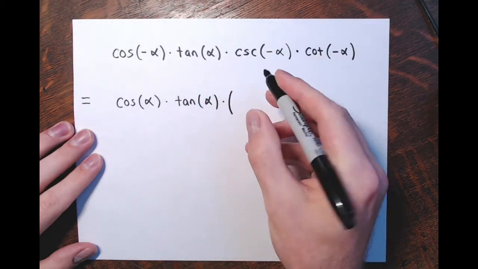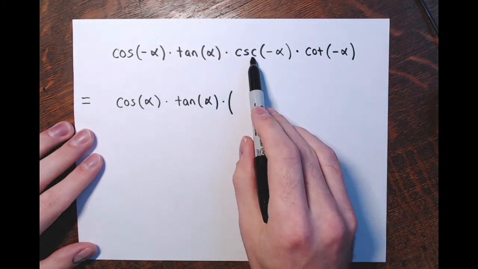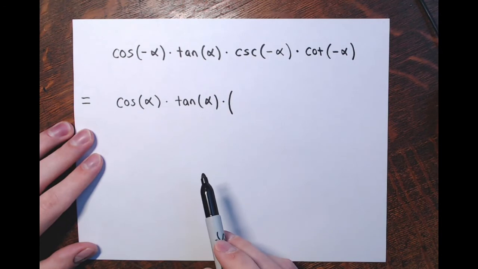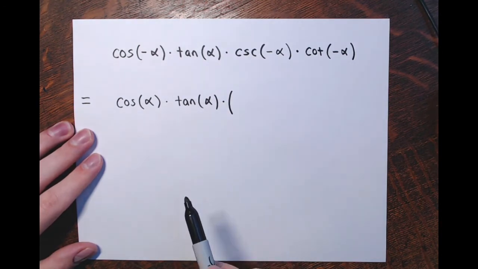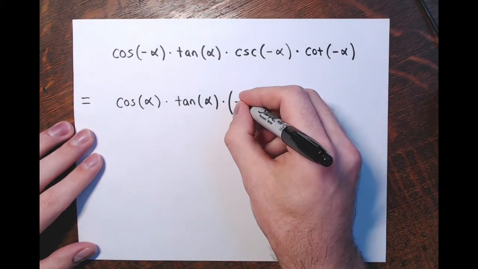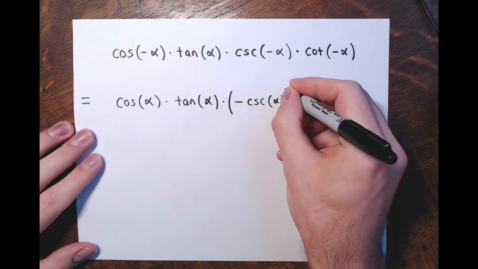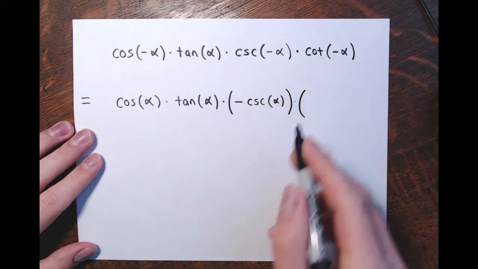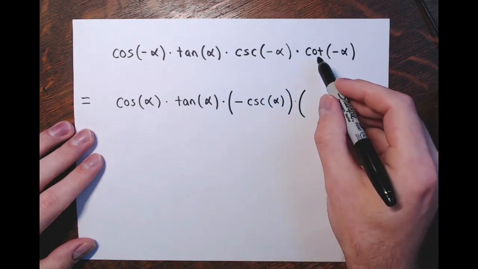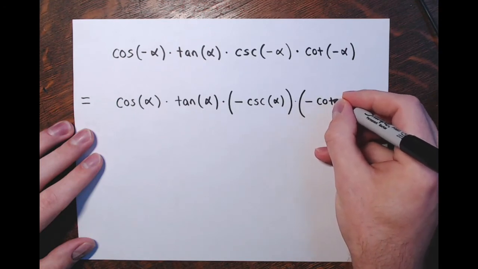All right, now I'm replacing this here, so I'm going to put parentheses. The cosecant of negative alpha. Remember, cosecant is odd. Only cosine and secant are even. So the cosecant of negative alpha will be the opposite of the cosecant of alpha. And the same thing for the cotangent. The cotangent is also odd. So the cotangent of negative alpha is the opposite of the cotangent of alpha.